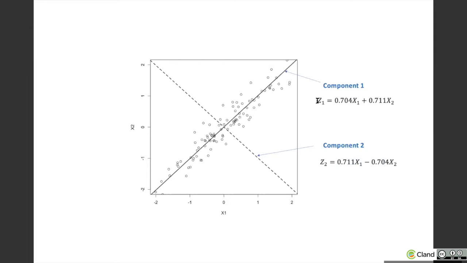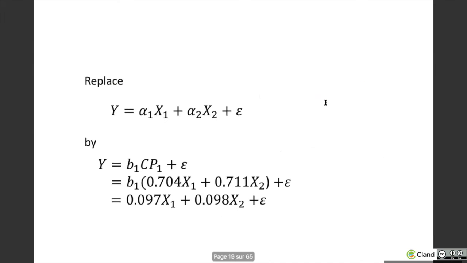If I do the regression of y as a function of z1 and z2, like here, I obtain regression coefficients that are very close to the true value, because now I don't have to deal with correlated inputs.